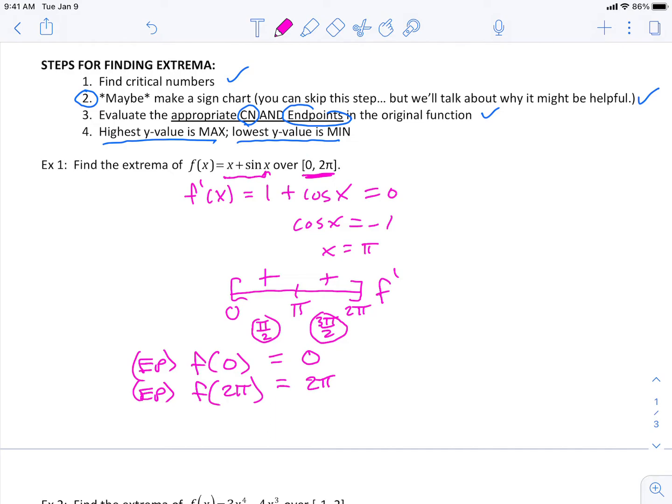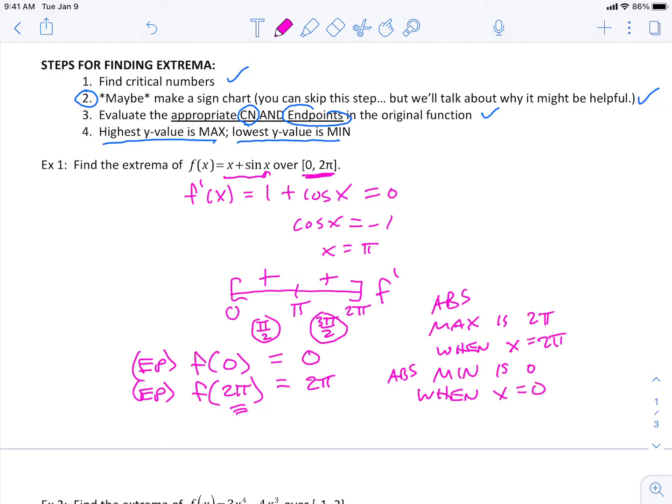Okay, the highest y value is 2 pi, so the max is 2 pi and that's when x equals 2 pi, and the minimum, and I should say these are absolute max and absolute min. The absolute max is 2 pi when x is 2 pi, and the absolute minimum is 0 when x is also 0.